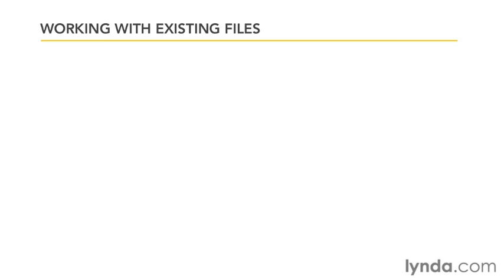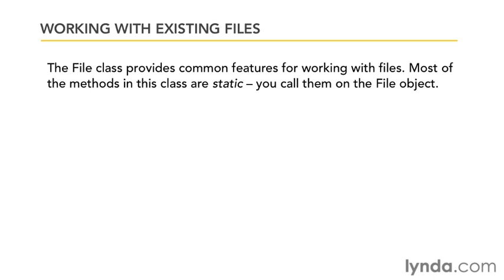Let's begin with something simple. We're going to see how to work with existing files. Now, the file class provides some features for working with files, and as I mentioned earlier, most of the methods in this class are static. You call them directly on the file object, and if you're not familiar with static classes, you should go back and watch the section on classes to find out what a static class is.